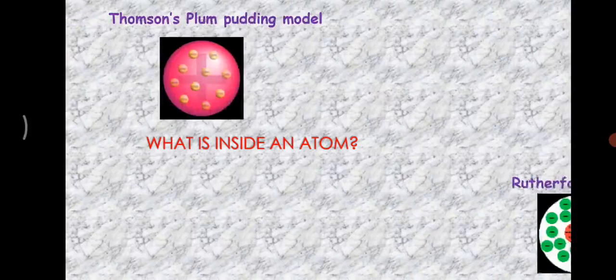What does an atom consist of? What does that atom have inside it? How does this electron work? I'll just share the atom models in which we are going to study each and everything.